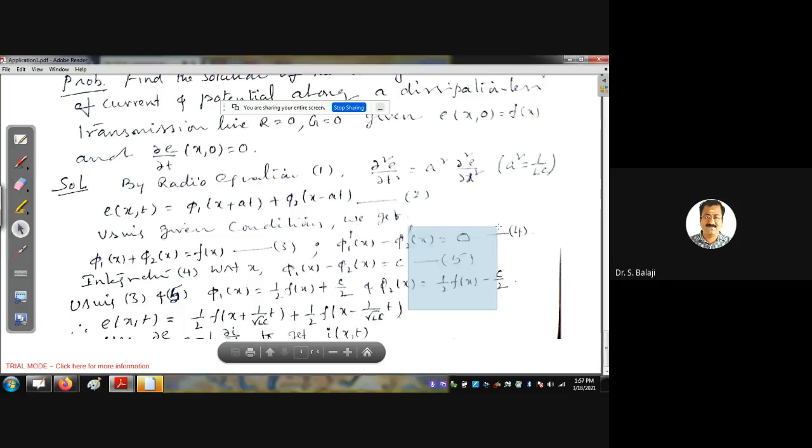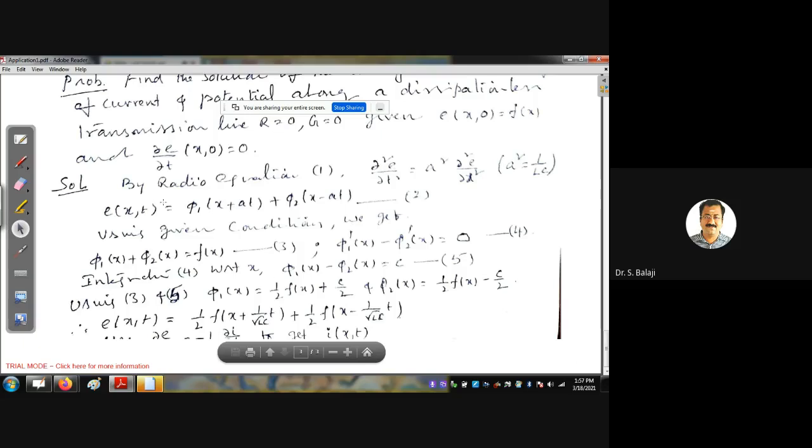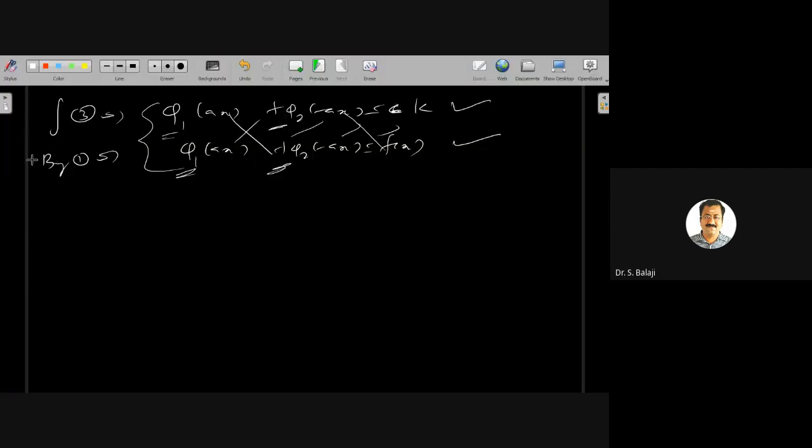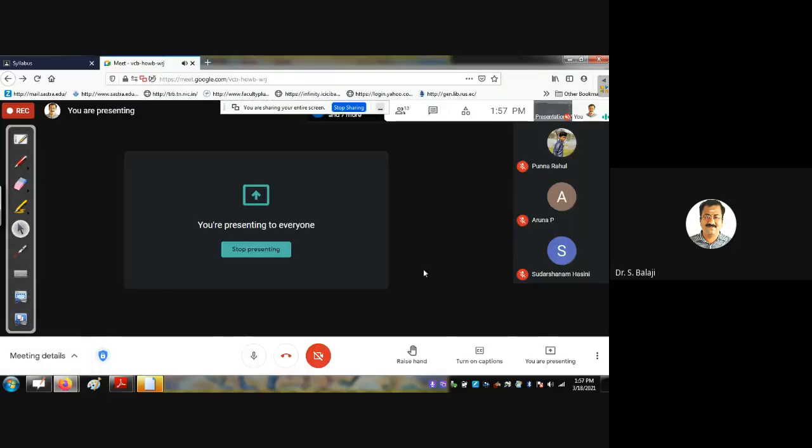Yes, these two are the two application problems. One is by Lagrange's linear equation, and the other is by higher order, second order equation. These two are the application part. With this, we can conclude the first unit.